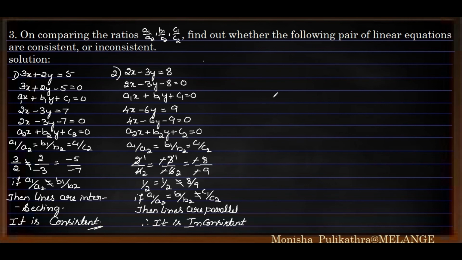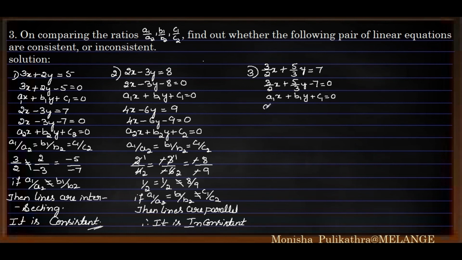Okay, so moving on to the third problem. So the third one is 3 by 2 x plus 5 by 3 y is equal to 7. So 3 by 2 x plus 5 by 3 y minus 7 is equal to 0. So this is in the form a1x plus b1y plus c1 is equal to 0.